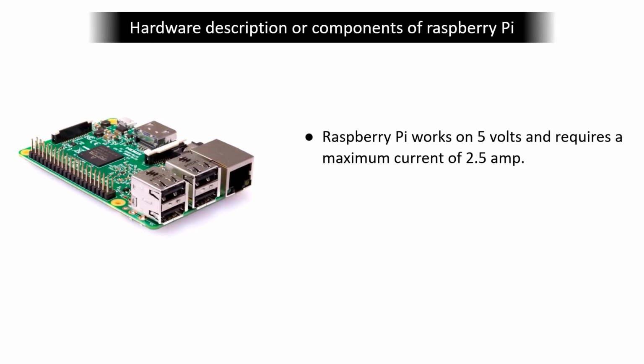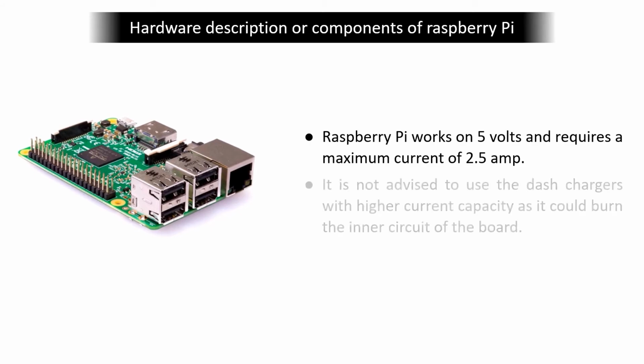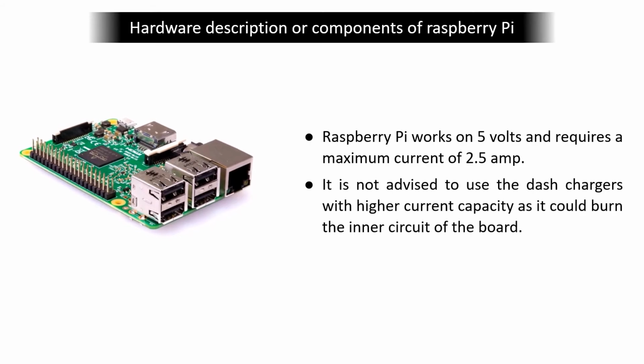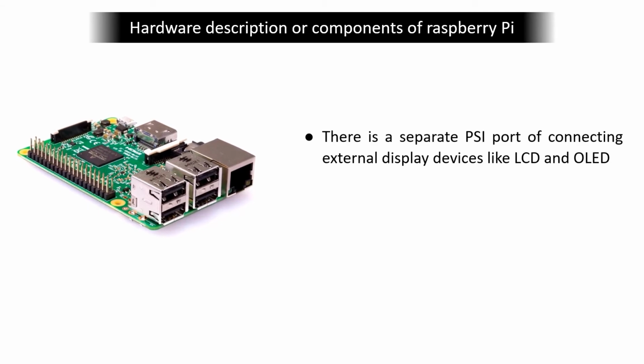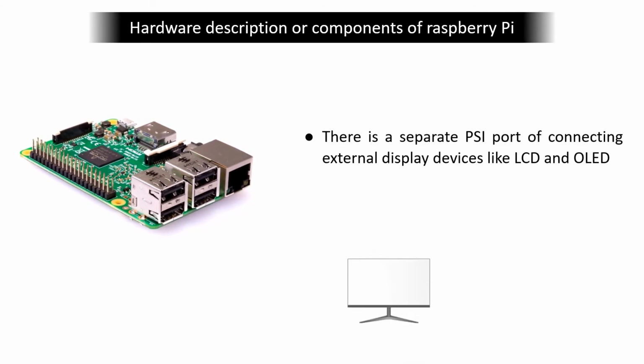Raspberry Pi works on 5 volts and requires a maximum current of 2.5 amperes. So it is not advised to use the dash chargers with high current capacity as it could burn the inner circuit of the board. There is a separate DSI port for connecting external display devices like LCD and OLED.